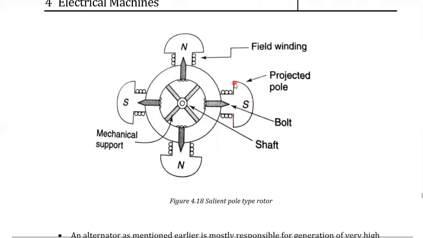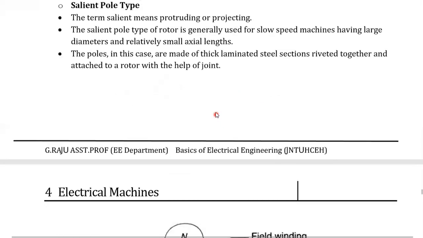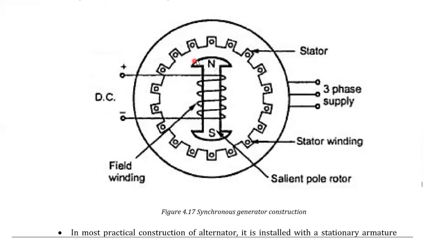This pole shoe is curved like this. The pole shoes are curved like this because, to generate exactly sinusoidal AC voltage, curved pole shoes are used. For curved shoes, these types of poles are used. Understood?